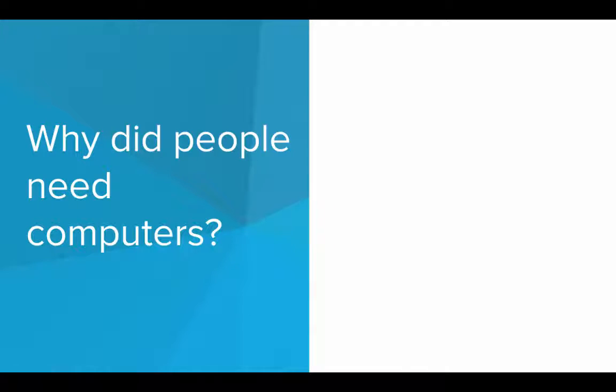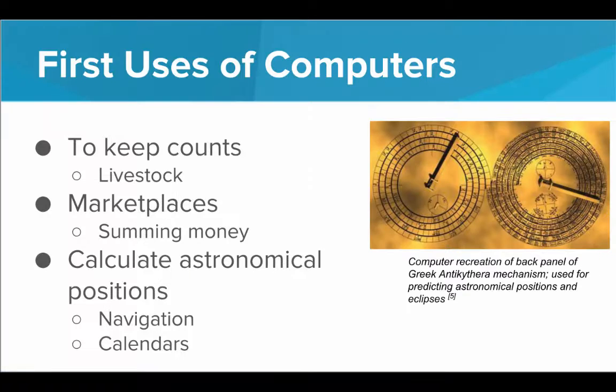Now, why exactly were people making these computers? Why did they need them? Why don't we just carry out these mathematical calculations by hand? Well, the first uses of computers were really for a couple things. People wanted to keep counts of things like livestock. They were used in marketplaces for things like summing money, so there's no error there. You're having a computer do it. And they were also used to calculate astronomical positions. So if we could predict where the stars would be headed, this is really helpful for things like navigation and calendars.